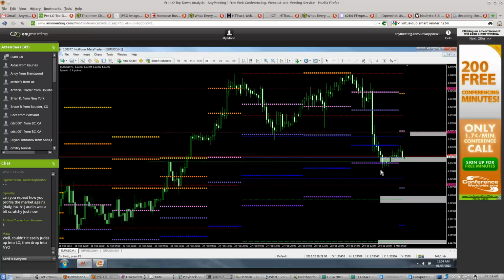Well, currently I'm looking at the 4 hour, right? The 4 hour right now is bearish. And I like to think about it systematically, in the fact that the 4 hour takes more priority over the other two time frames.